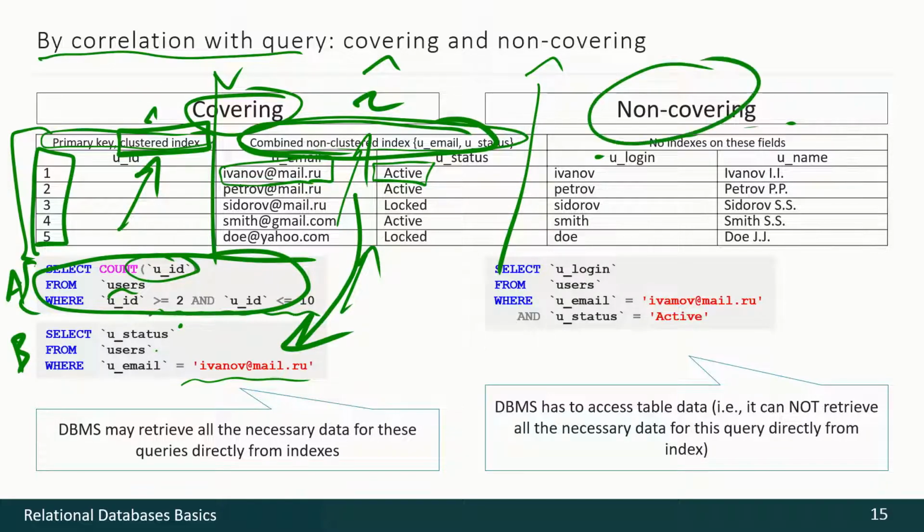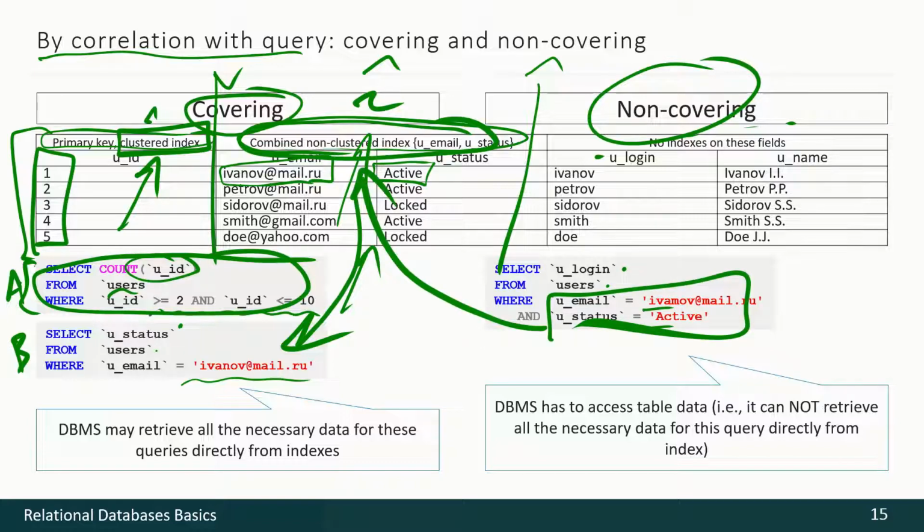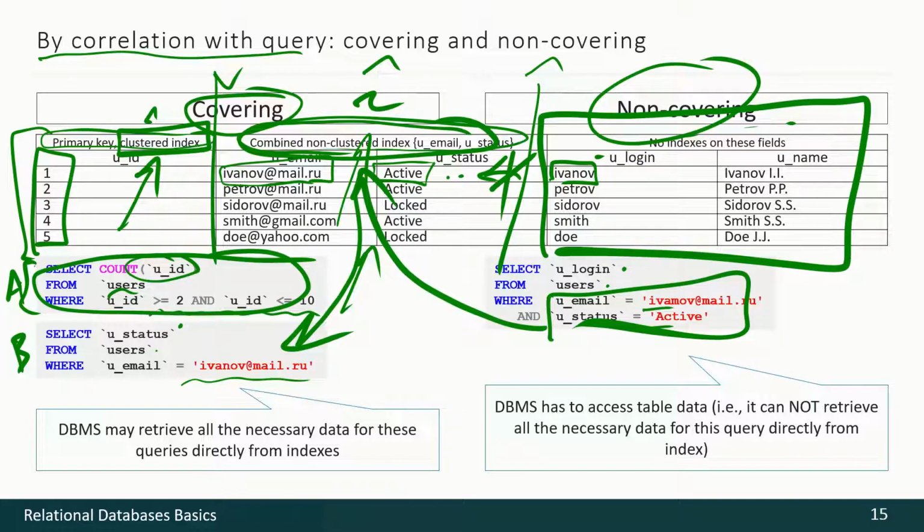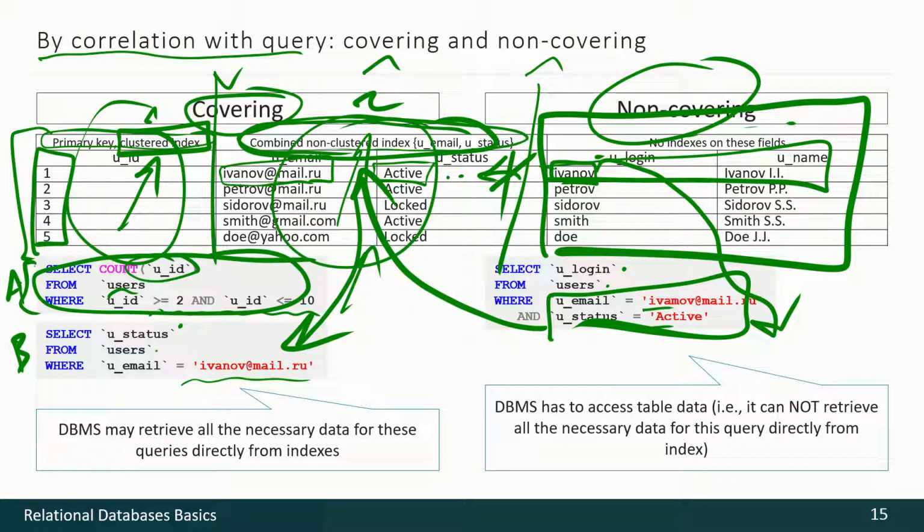But here is no covering example. We want to know the login of a user with such an email and such a status. Of course, using this index, the DBMS will quickly find that user, here it is, but his login is not stored in the index. So the DBMS should open table file, search for this record and read this data to execute that query. So this index is non-covering for this query.